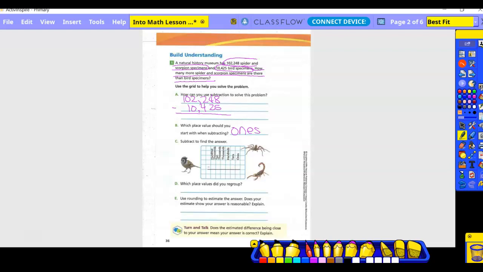Okay. So now they want us to subtract to find our answer. So we are going to put 102,248, and then underneath that we're going to subtract 10,425. And I have to make sure I keep my place values in line, because do you have the same number of place values in both of those numbers? No. Okay. So 8 minus 5 is 3. 4 minus 2 is 2.